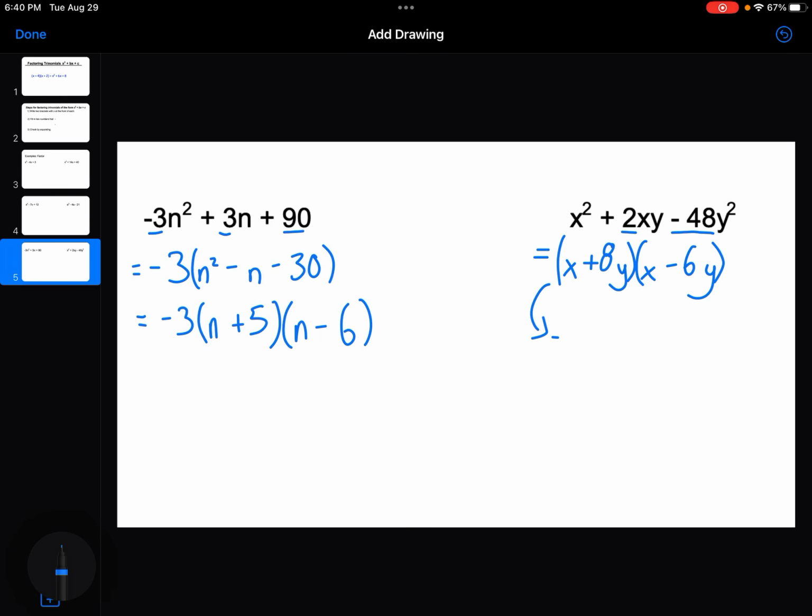Let's multiply these together. So we're going to FOIL them out. X times x is x squared. X times -6 is -6xy. 8y times x would be plus 8xy, and then minus 48y squared. We collect like terms in the middle here. We get x squared plus 2xy minus 48y squared, and we've confirmed that we're correct.